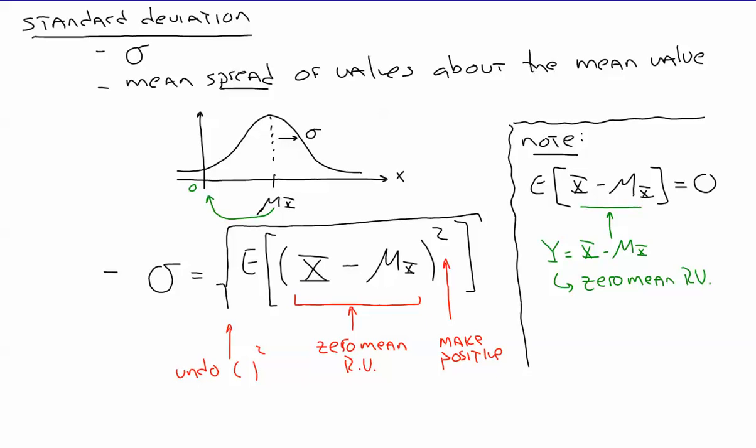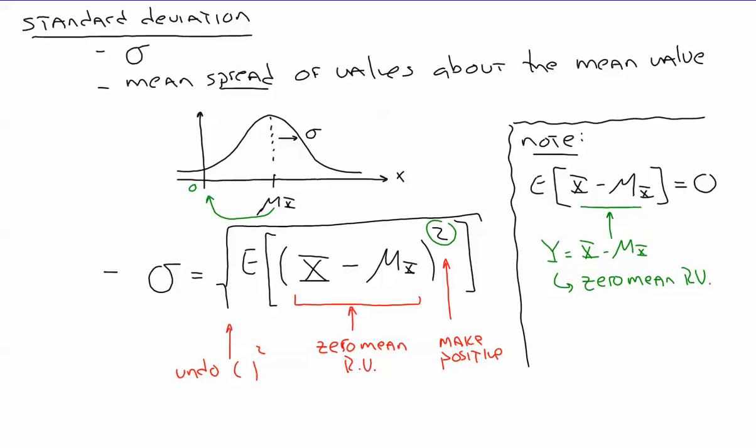If I had not squared x minus mu x at that step, the expected value would be exactly 0, and that would not be very helpful. So this is the reason we take x, subtract mu x, square it to make everything positive, find the expected value of that, and then more or less undo the initial squaring by taking the square root.